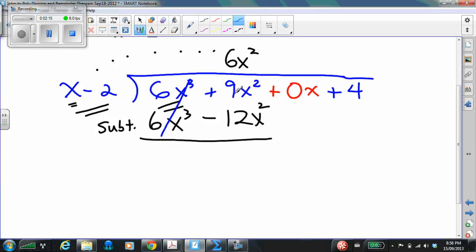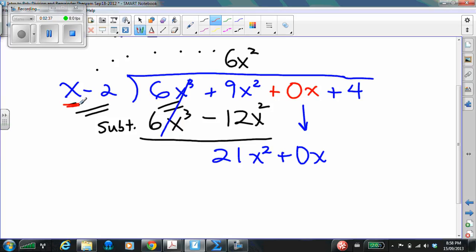9x squared subtract negative 12x squared. Subtract negative is going to turn into an add, and I'll get 21x squared. Okay. Bring down the next term, that 0x that we had placed there, and start the process again.